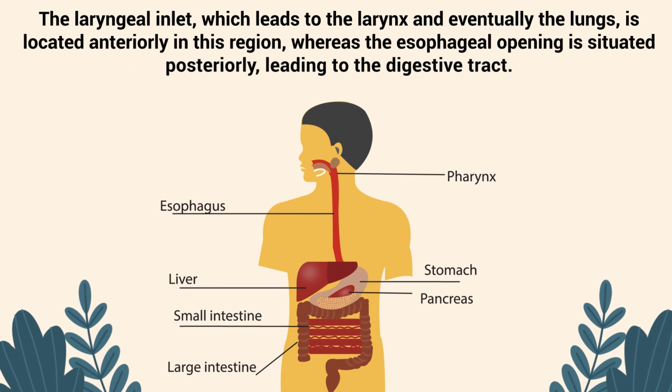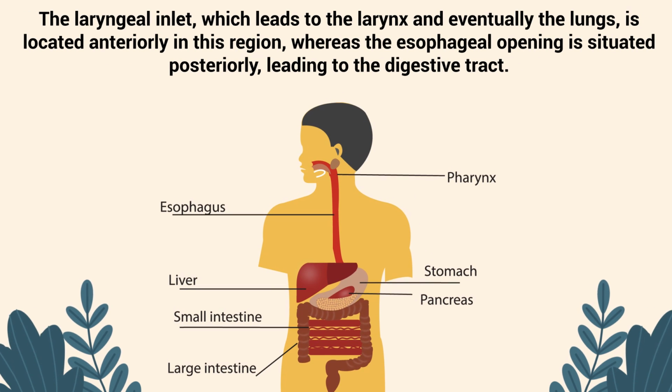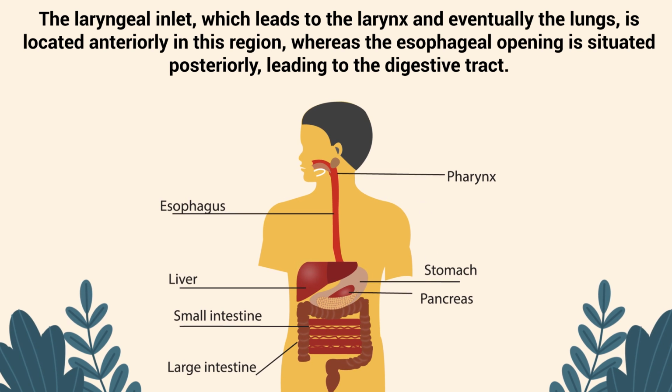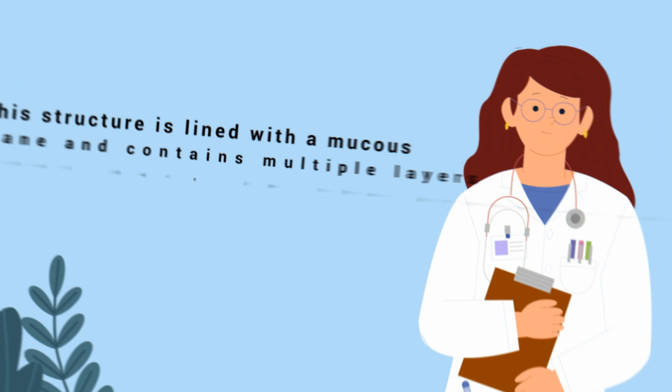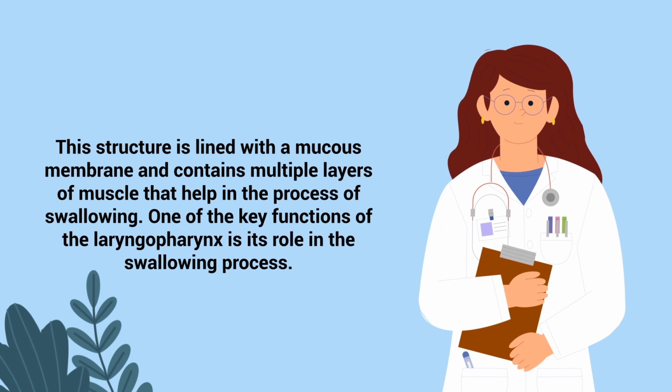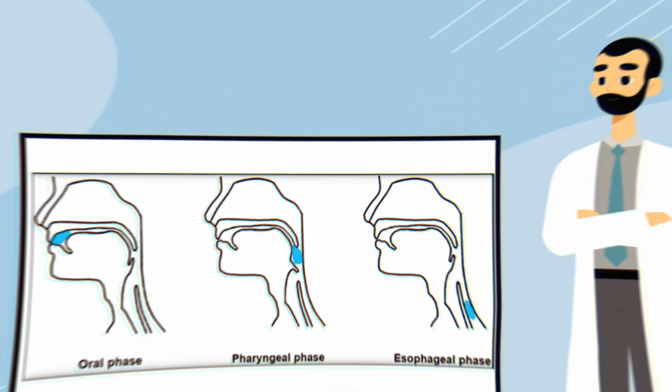The laryngeal inlet, which leads to the larynx and eventually the lungs, is located anteriorly in this region, whereas the esophageal opening is situated posteriorly, leading to the digestive tract. This structure is lined with a mucous membrane and contains multiple layers of muscle that help in the process of swallowing. One of the key functions of the laryngopharynx is its role in the swallowing process.